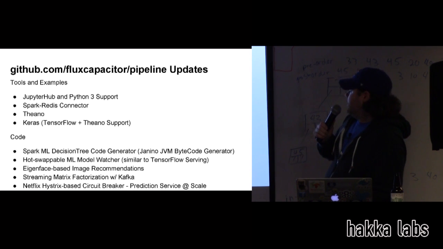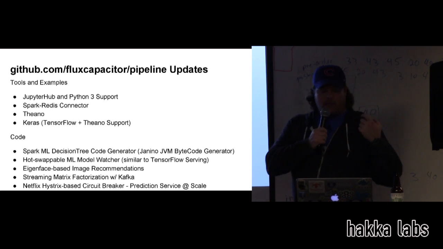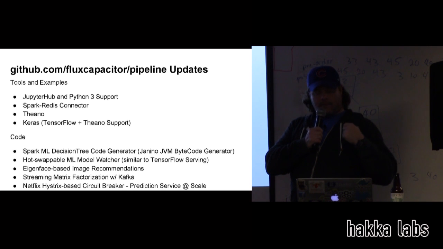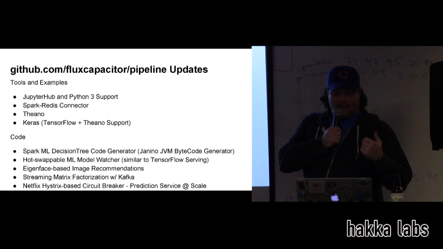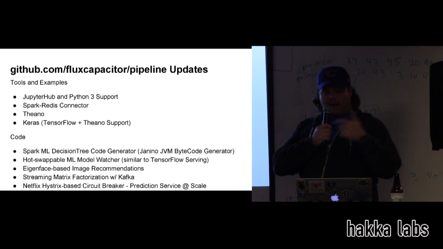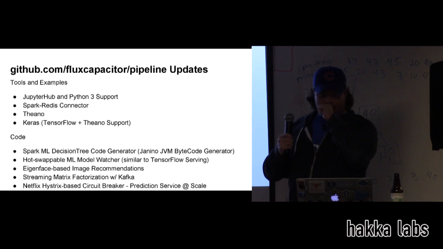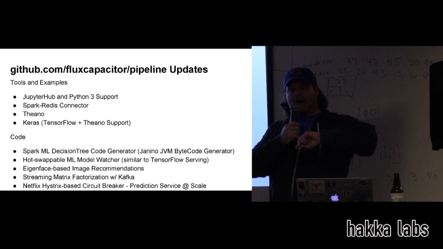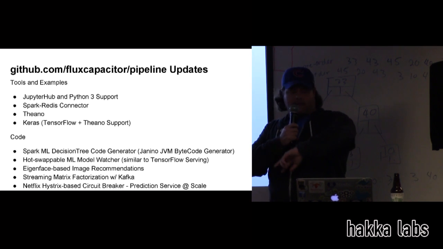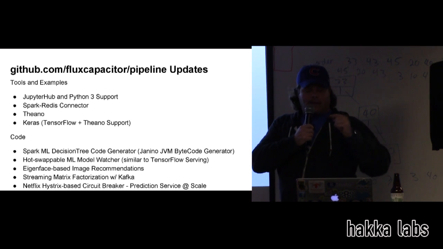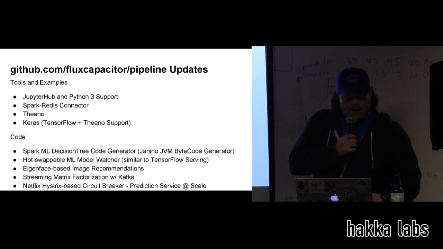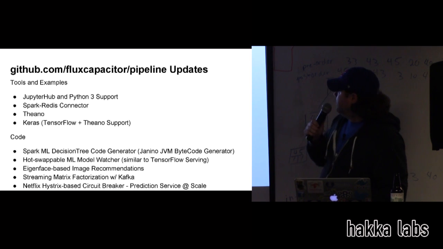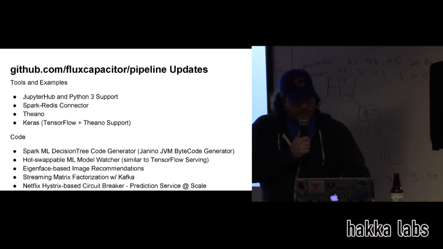It's hot swappable. I have code out there that, within a single JVM, right now just watches a file system. Anytime a new version of the model comes up, it will swap it out and start serving that model. Similarly, you can go back to older versions as well. The start of that made it into the latest flux capacitor pipeline stuff.